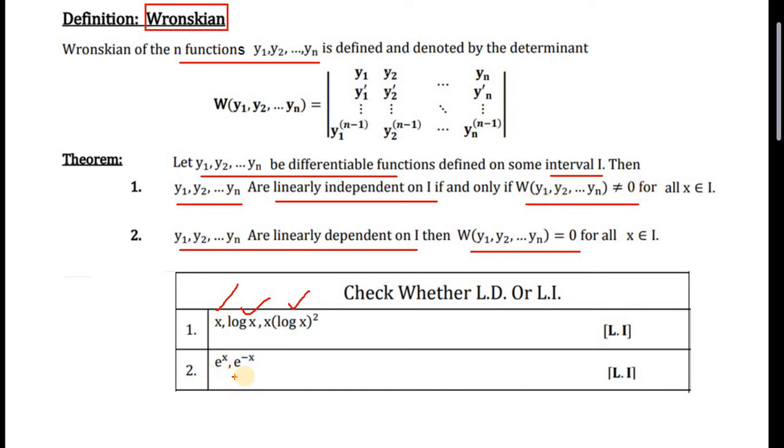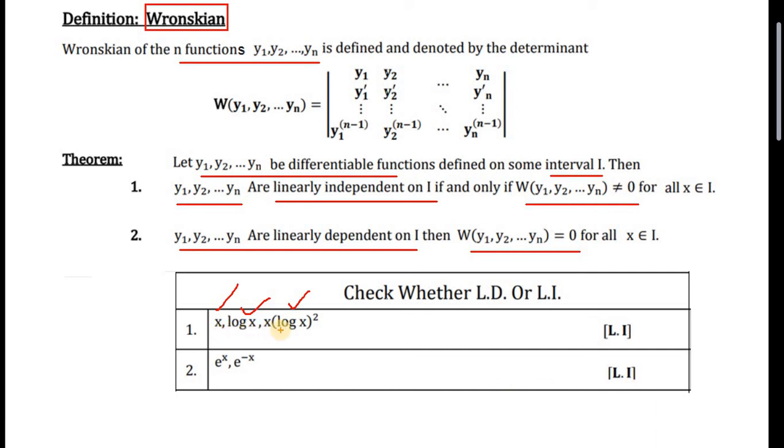Similarly, here we have two functions. If we put these two functions here, we will put e power x and e power minus x. The derivative of e power x is e power x, and the derivative of e power minus x is minus e power minus x. If we find the value of the second order determinant, we will see that the value of the determinant is not equal to 0. Hence, these two functions are called linearly independent functions.